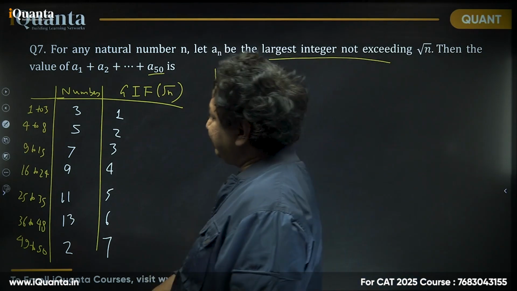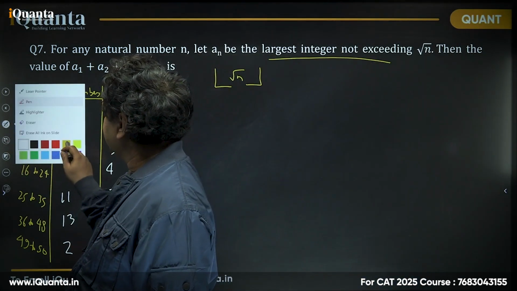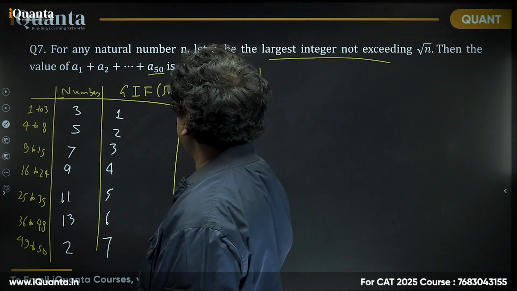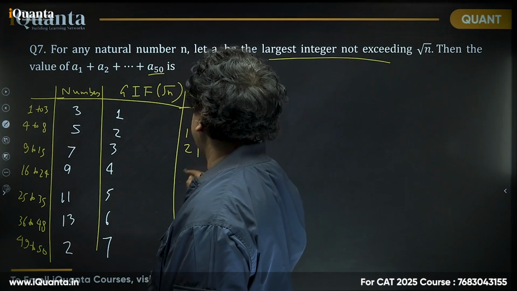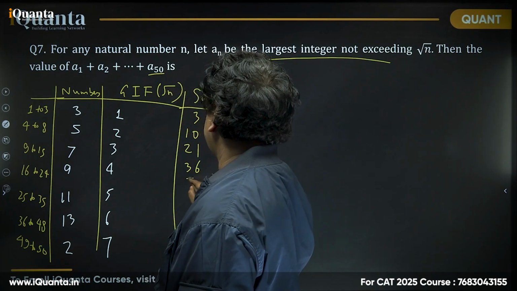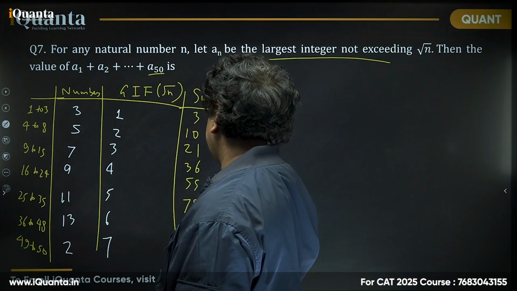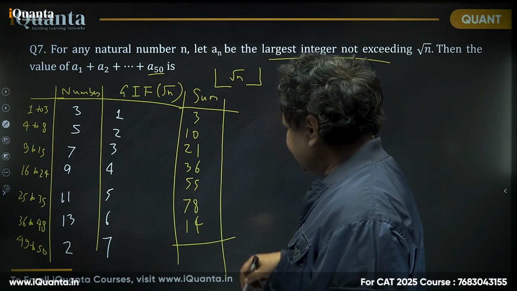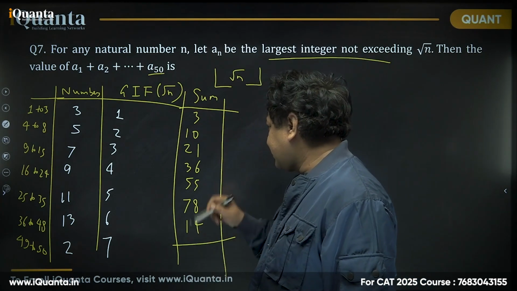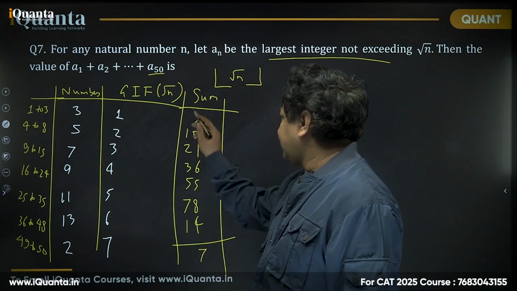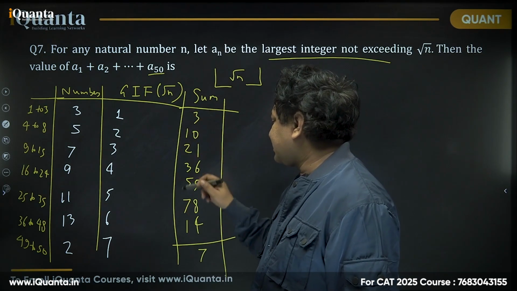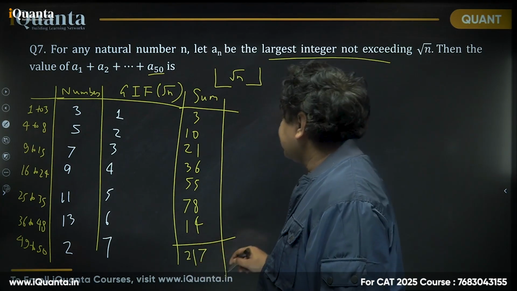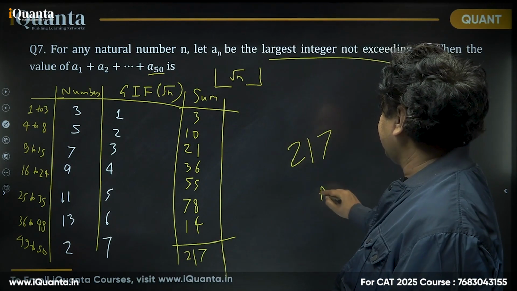So what is the sum of all of this? 3 times 1, 5 times 2, 7 times 3. Let's try to find the sum of all of it. I'll write one more column here, sum. 3 into 1 is 3, 5 2s are 10, 7 3s are 21, 9 4s are 36, 11 5s are 55, 13 6s are 78, 2 7s are 14. Let's add them all. 4 plus 8, 12, plus 5, 17, plus 6, 23, plus 1, 24, plus 3, 27, 7. Carry forward 2, 2 plus 1, 3, plus 2, 5, plus 3, 8, plus 5, 13, plus 7, 20, plus 1, 21. The answer is 217.